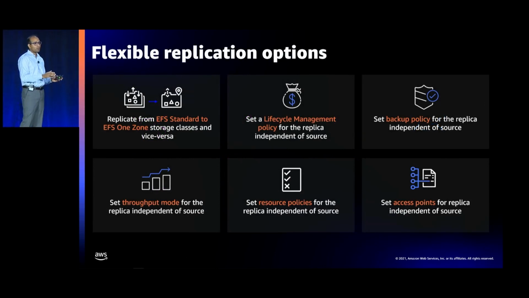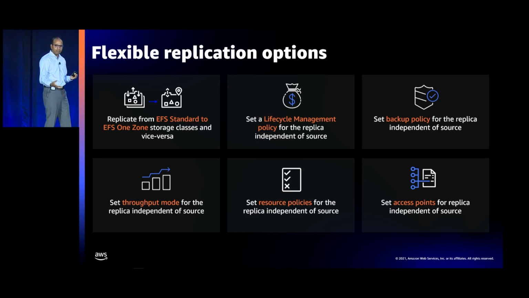Previously, I told you that EFS Replication provides a lot of flexible options. Let's talk about what those options are. You can set up your destination file system independent of your source file system. So you can replicate from a source file system created using Amazon EFS Standard storage classes to a destination file system created using One Zone storage classes. And you can also do it the opposite way too. You can select your destination file system's lifecycle management policy, backup policies, provisioned throughput, resource policies, and access points independent of your source file system.